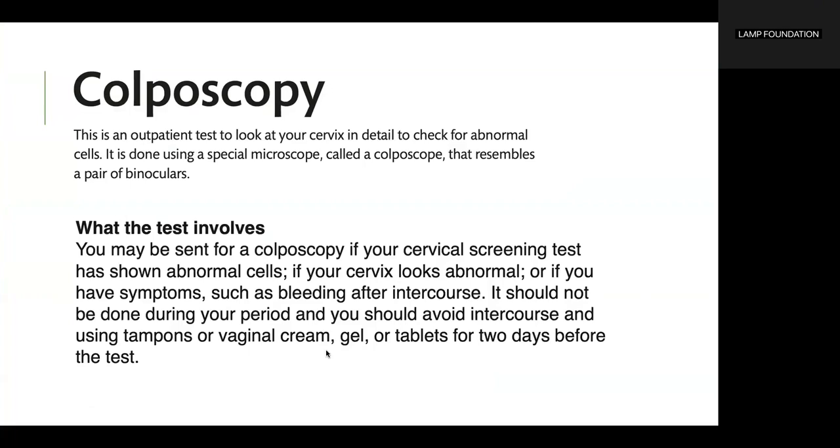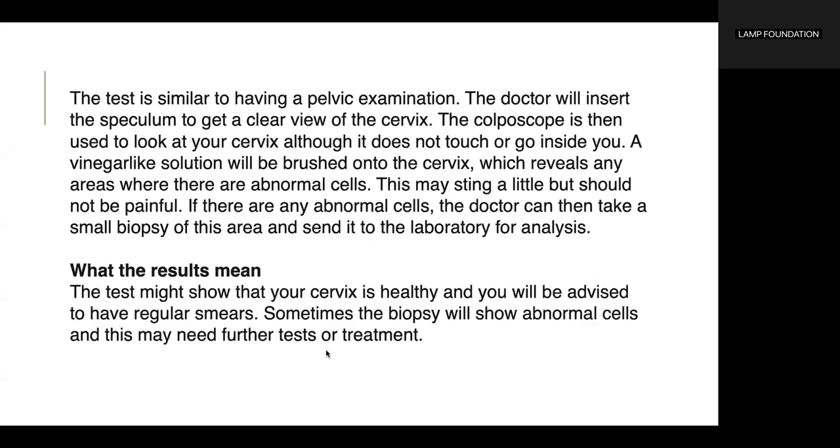If your cervix looks abnormal, or if you have symptoms such as bleeding after intercourse, it should not be done during your period, and you should avoid intercourse and using tampons or vaginal cream, gel, or tablets for 2 days before the test. The test is similar to having a pelvic examination.